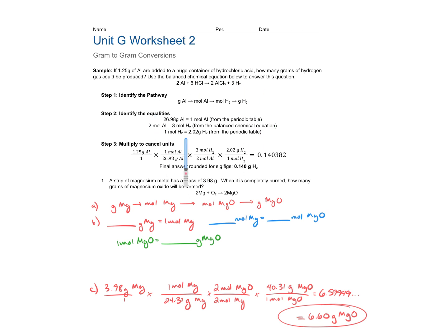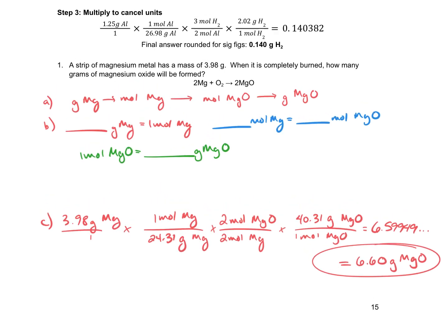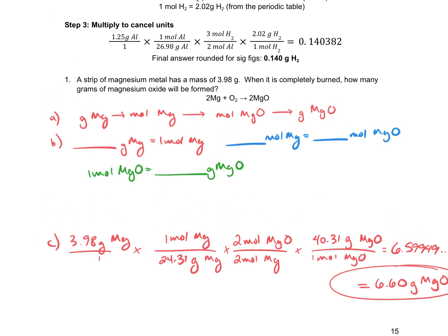You can walk through the sample problem on your own, but I'm going to demonstrate the solutions to the questions from the worksheet. The first question gives you the reaction of magnesium and oxygen to produce magnesium oxide. The question says you have a strip of magnesium metal with a mass of 3.98 grams. When it is completely burned, how many grams of magnesium oxide will be formed? So it tells you grams of magnesium and asks for grams of magnesium oxide.